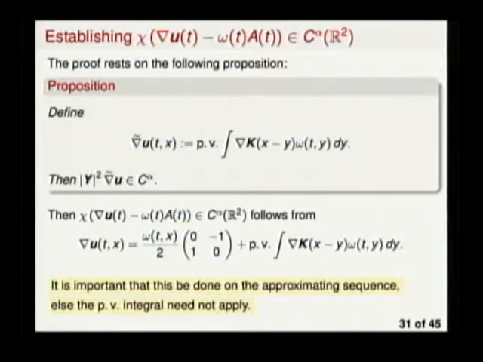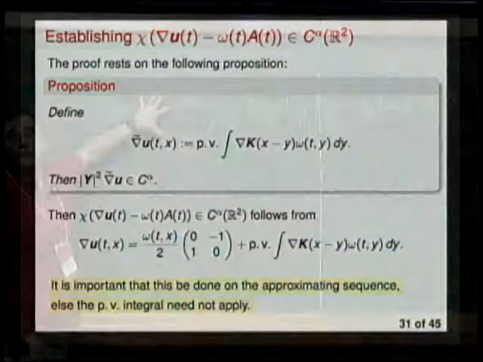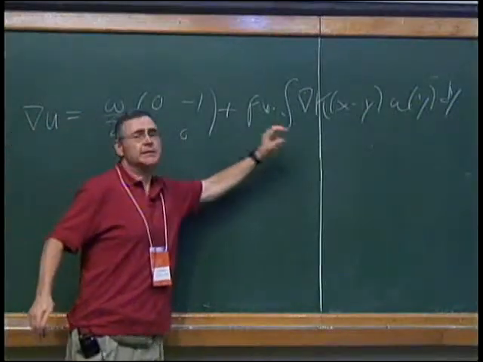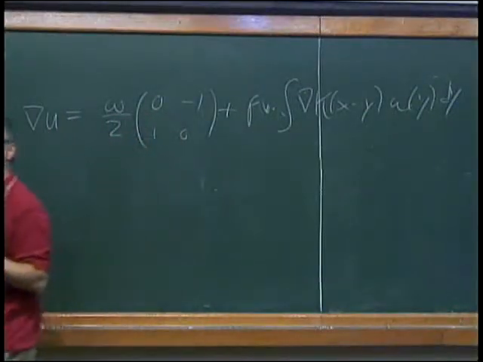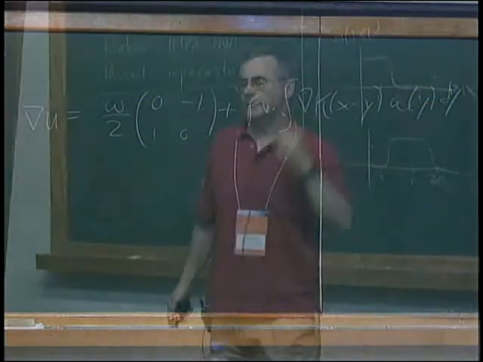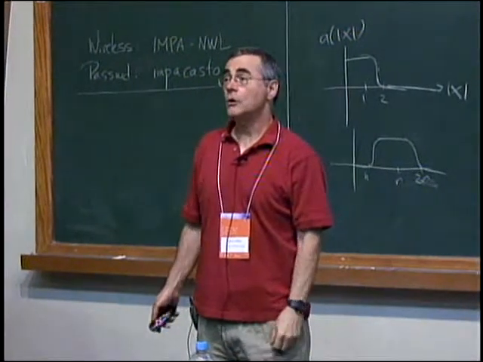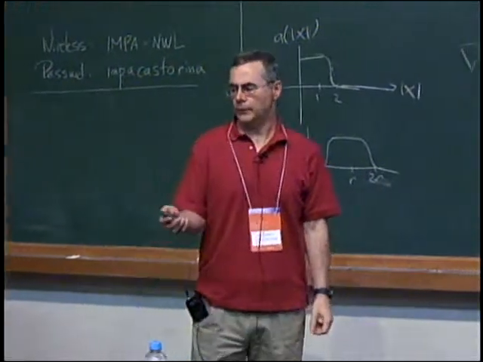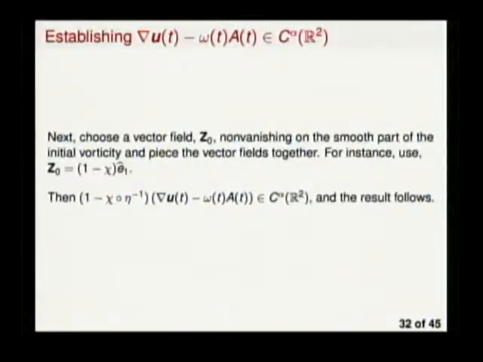No, omega is not C alpha. But you notice we're subtracting this part off. We're getting rid of this. And then it turns out that this part is C alpha in the limit. Not using it. No. That's the weird thing. All right, so then you have to piece it together with another vector field to get it in the whole space, but let's not worry about that.